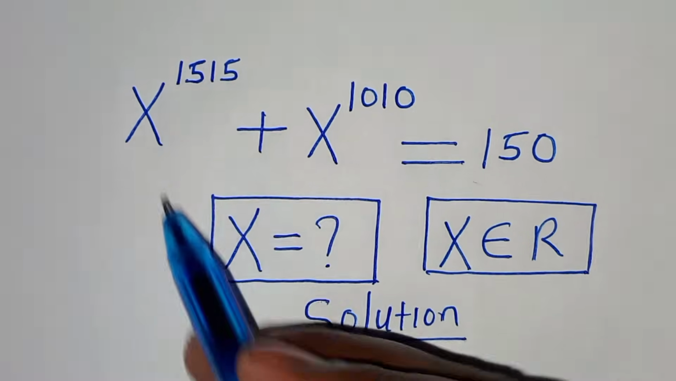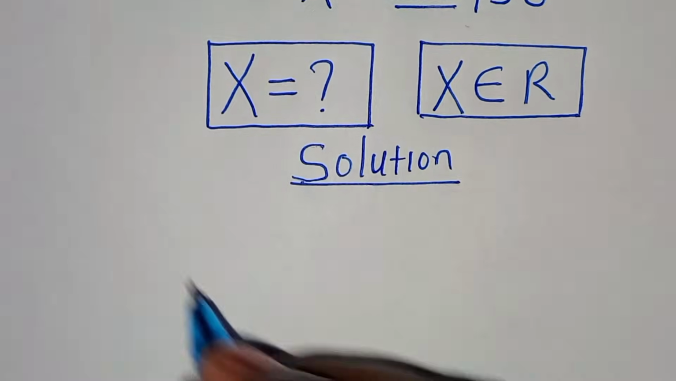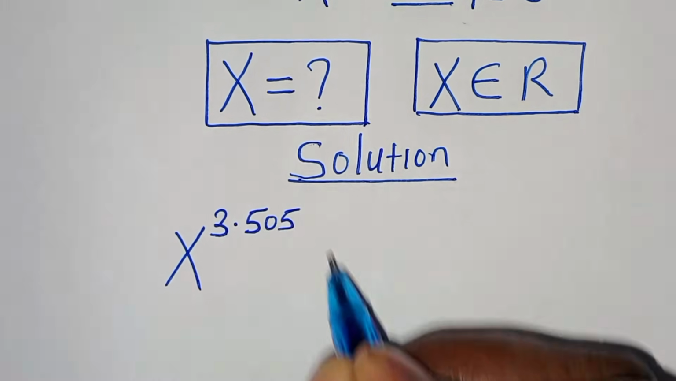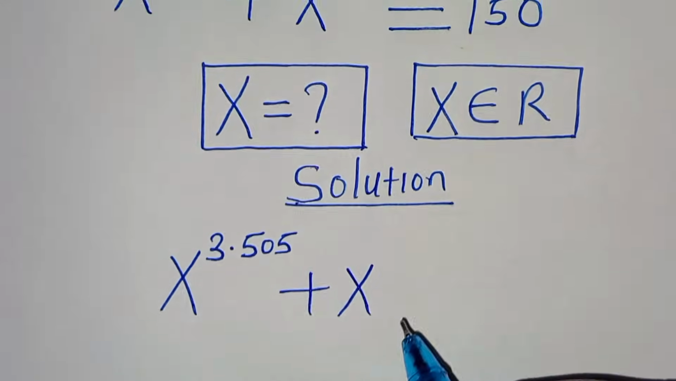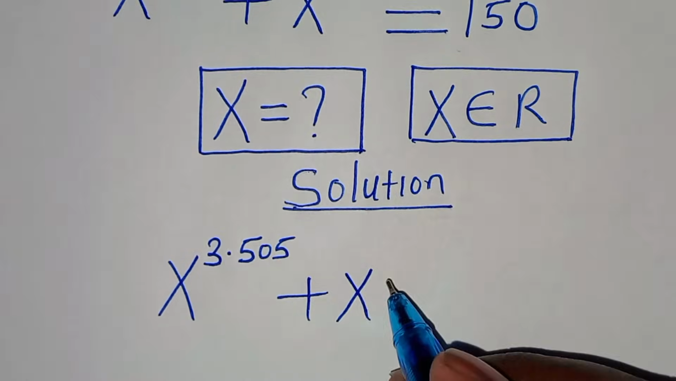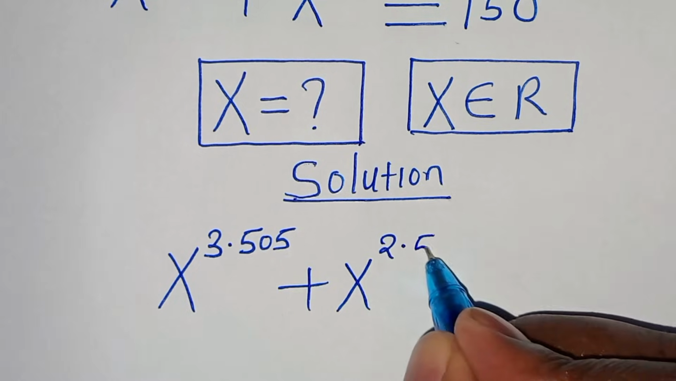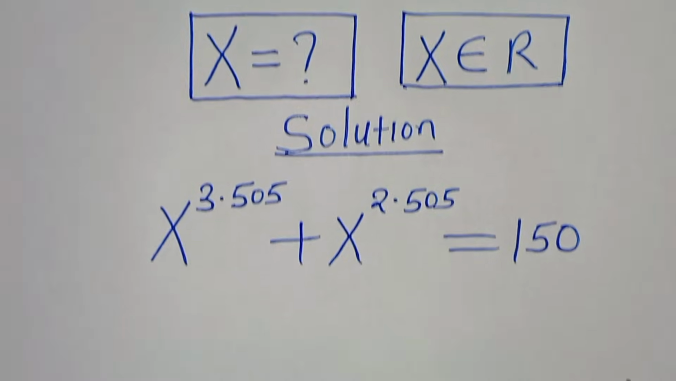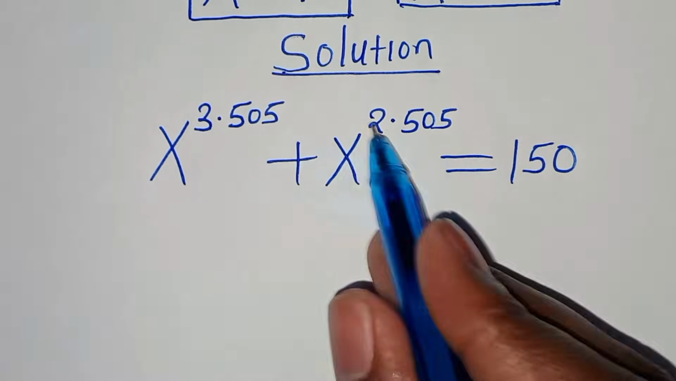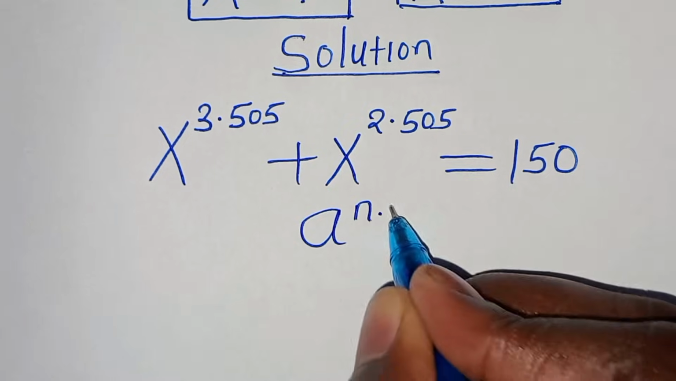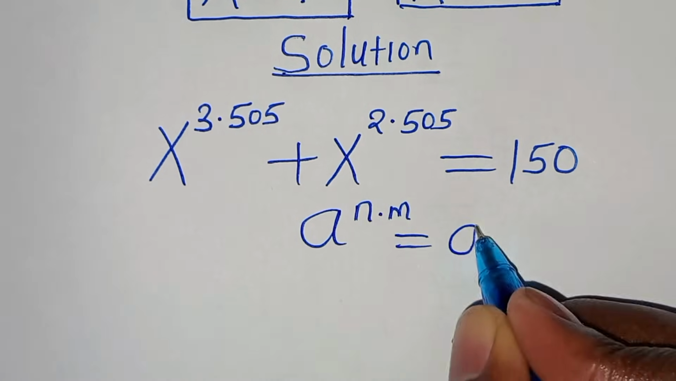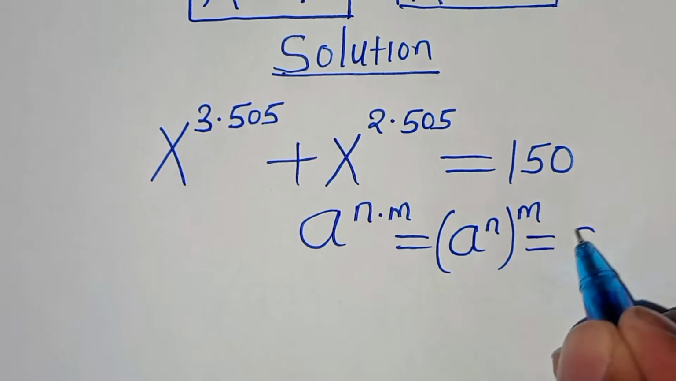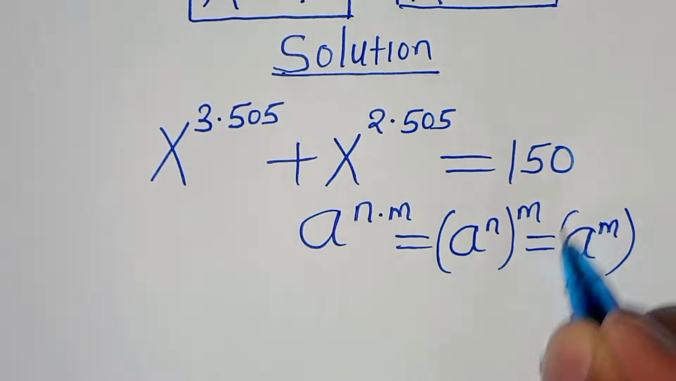So we can express x to the power of 1515 as x to the power of 3 multiplied by 505, then plus x to the power of 1010, which can be expressed as x to the power of 2 times 505. This is equal to 150. Now, this is in the form of a to the power of n times m, which we can express as a to the power of n raised to the power of m, and which we can also express as a to the power of m raised to the power of n.